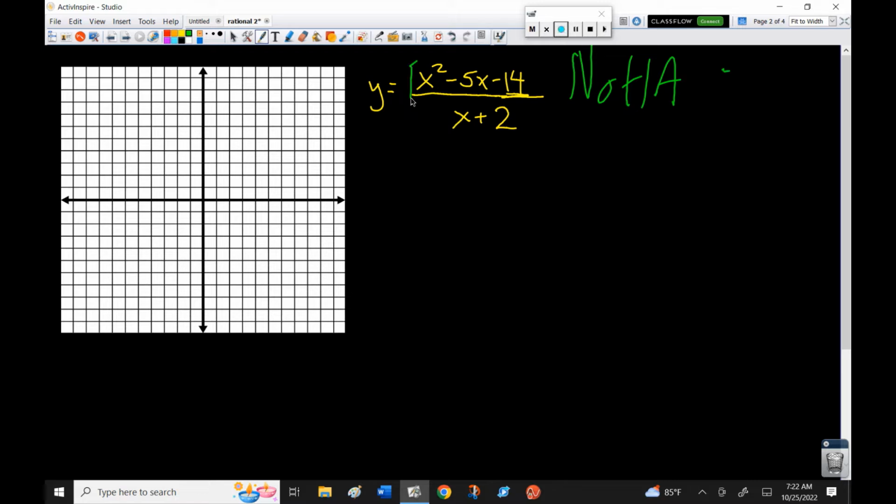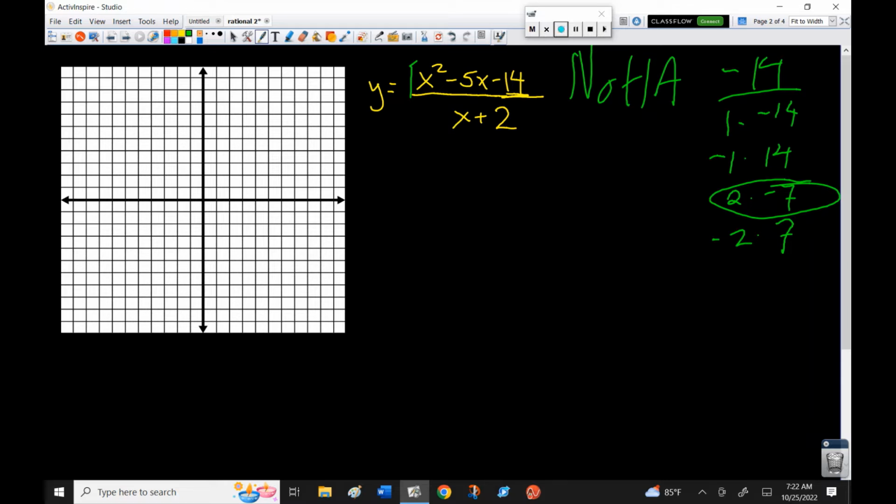So in other words, let's get the factors of negative 14. That's going to be 1 and negative 14, negative 1 and positive 14, 2 and negative 7, and negative 2 and positive 7. Now, which of these combinations will add up to negative 5? If you said 2 and negative 7, you'd be absolutely correct. So that's how we're going to factor this thing.